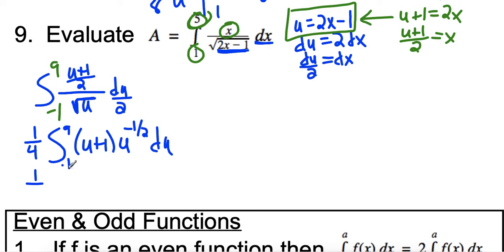So, definite integral. So we have -1 to 9. Distributing that, it's going to give us u to the 1/2 plus u to the -1/2 du.